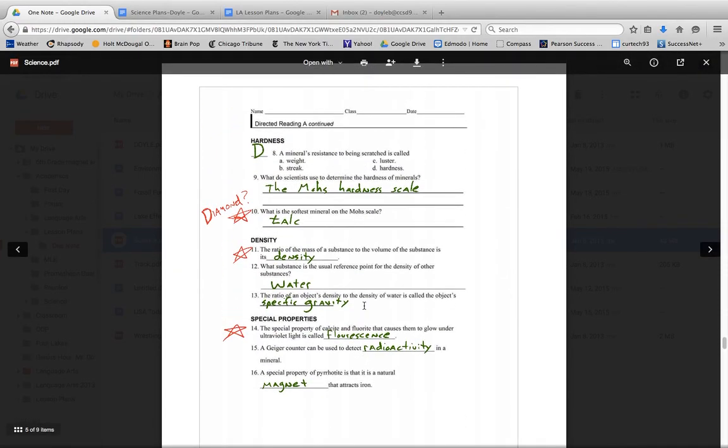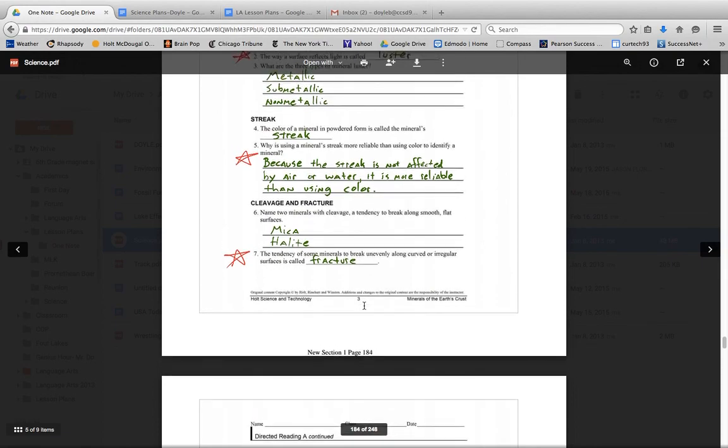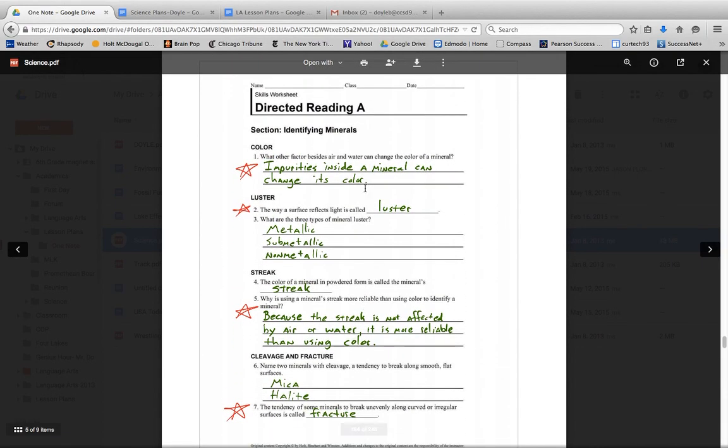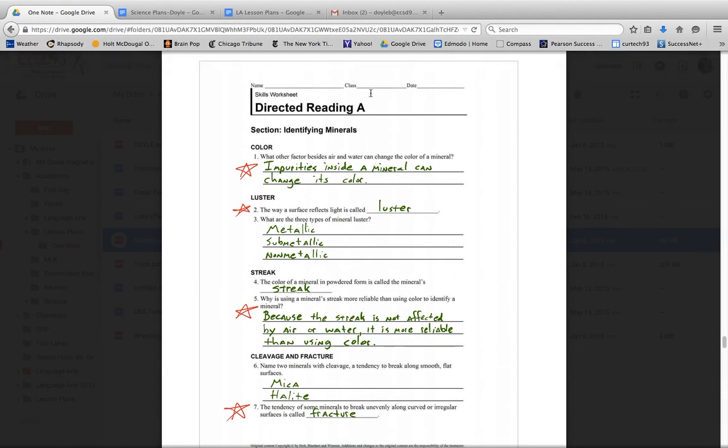So make your corrections to this section on mineral identification. Be ready to turn that in.